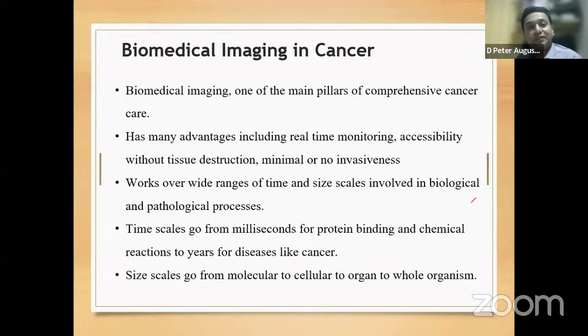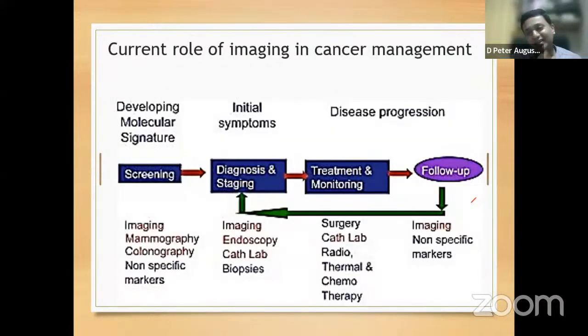See, biomedical imaging is okay, fine. So that's a comprehensive cancer care. It's a main pillar, right? It has many advantages. It covers a wide range of time and size scales involved in biological and pathological processes. Time scales go from milliseconds for protein binding and chemical reactions to years for diseases like cancer. Size scales go from molecular to cellular to organ to whole organism.